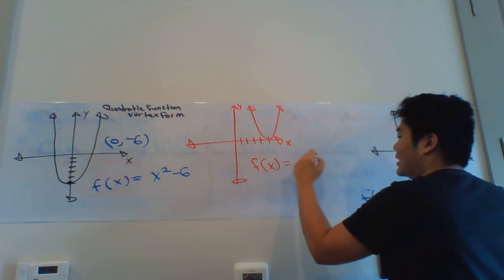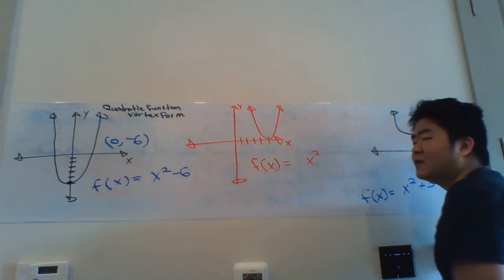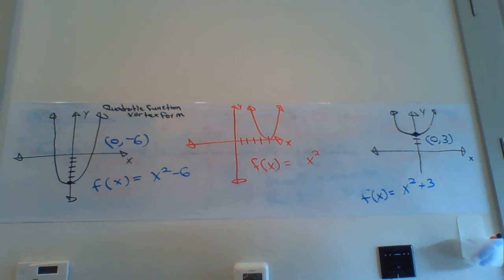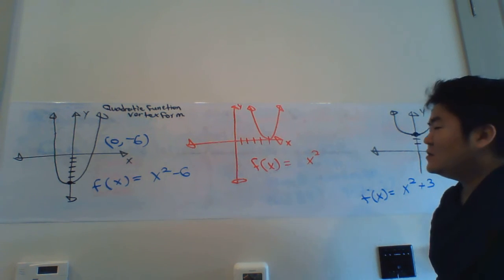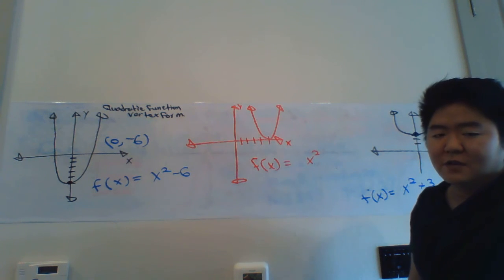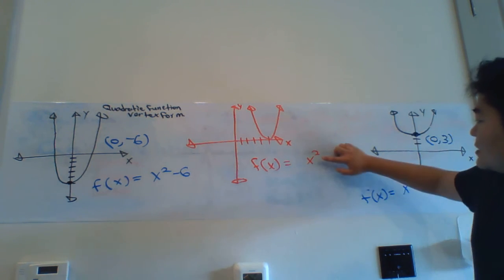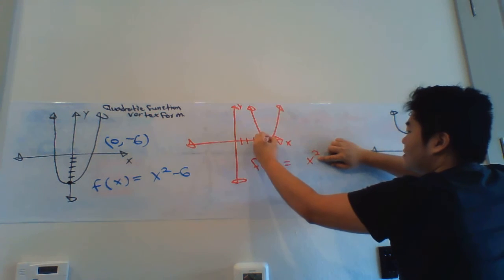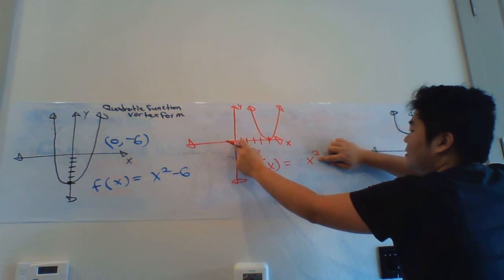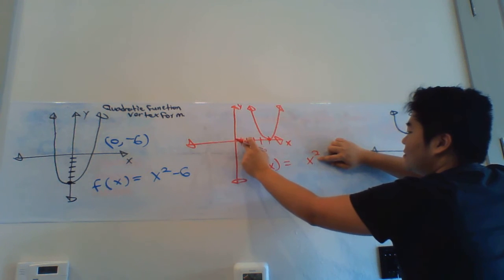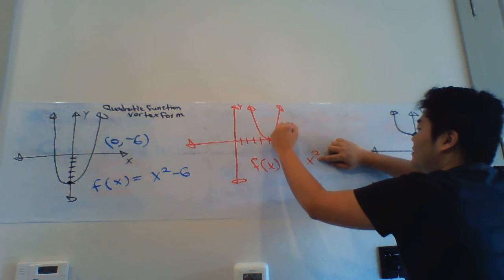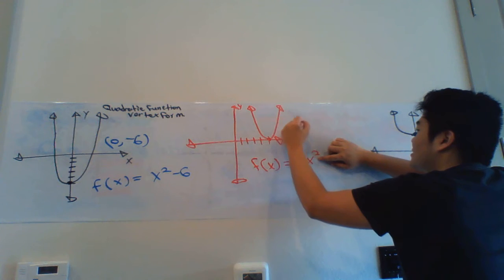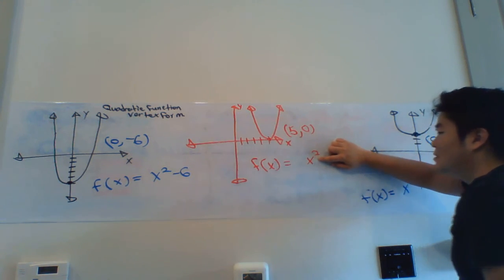It still looks like an x squared form, right? But I have to do something a little bit differently here, okay? It's not just x squared, right? But let's find the vertex first. So I start at the middle, I have to go to the right, 1, 2, 3, 4, 5. So the coordinates of my vertex are 5, 0.